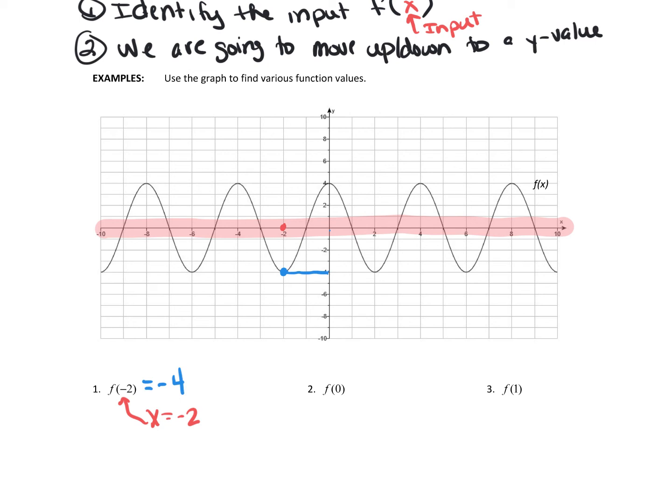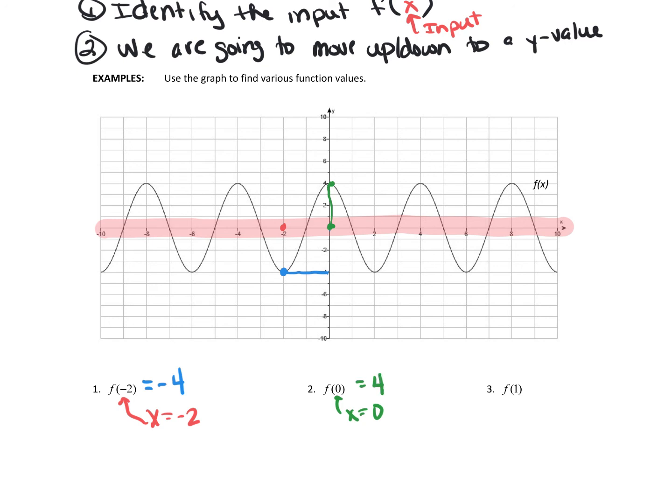On the next one, we see that we have f of 0. So here x is equal to 0. So again, here is the x equals 0 value. We want to find the value that corresponds to that on the y-axis. So that is here. That is the value of 4.